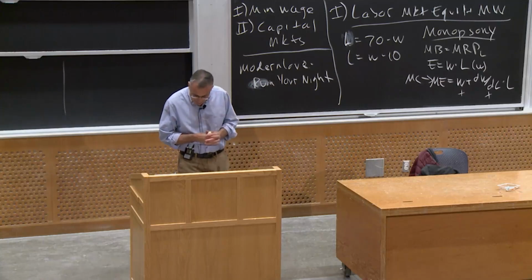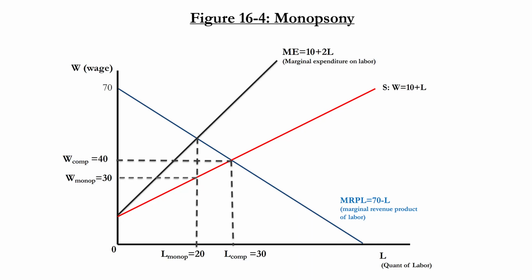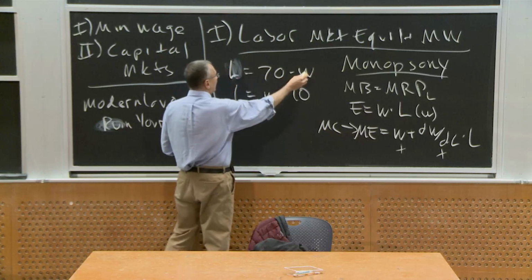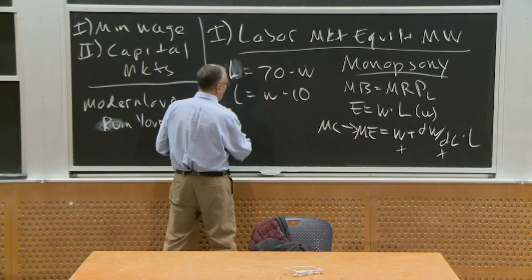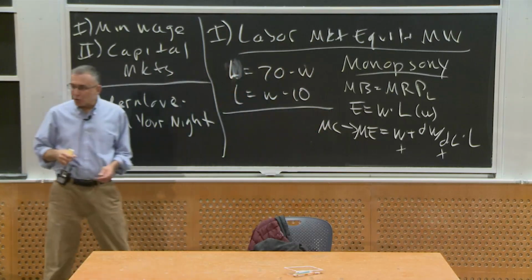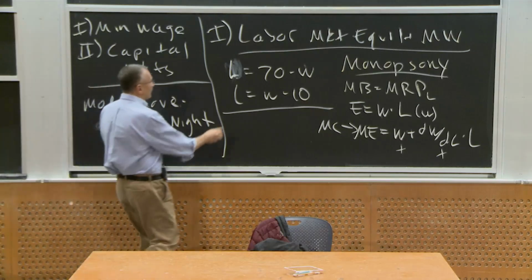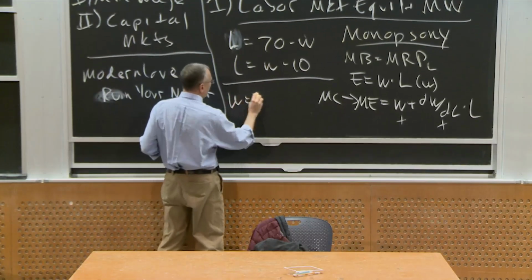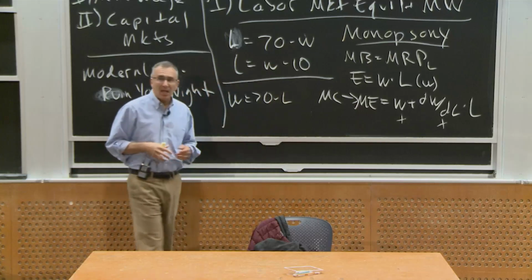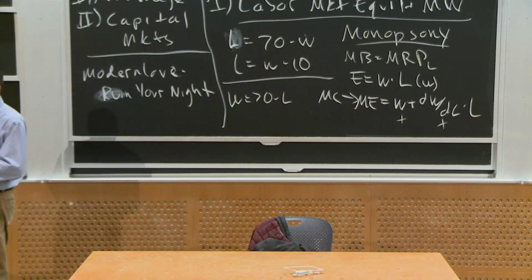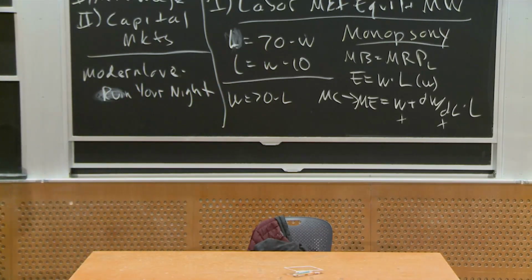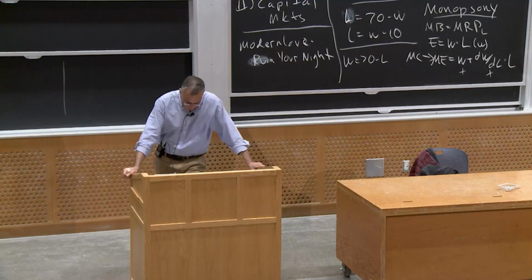Now we have the same marginal revenue product of labor, which we defined as 70 minus L. We'll use the same example as before. Well, we're flipping this. So now we can write the marginal revenue product of labor curve as simply W equals 70 minus L. So just inverting that. Okay? That's the firm's demand curve, or marginal product of labor curve. But what about its marginal expenditure curve?